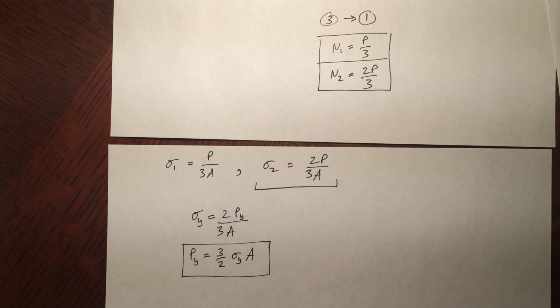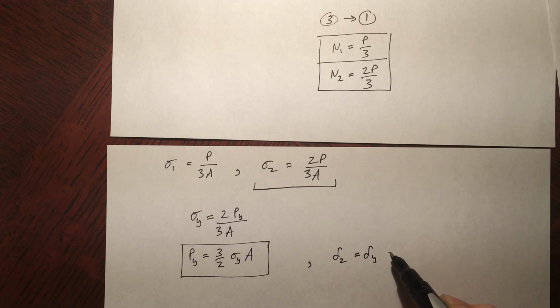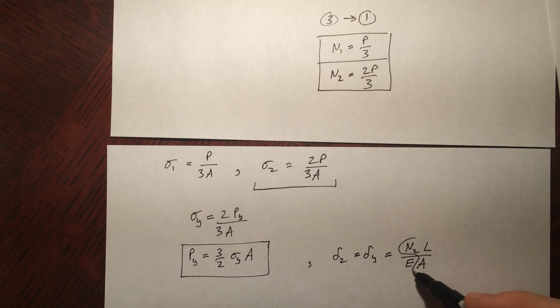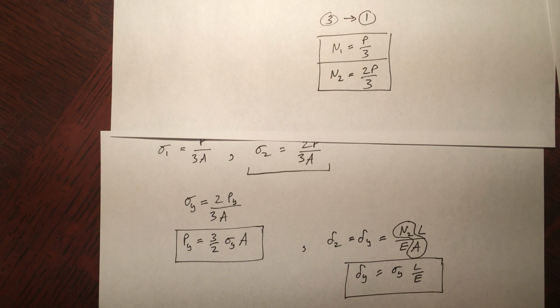So delta 2 then is equal to delta yield, which is equal to N2 L over EA. Now it's at its yield stress, so it's yielding at this point. So that means N2 over A, that is just the stress portion of it, is going to be sigma yield. So we can write delta yield is sigma yield L over E. Just like that.